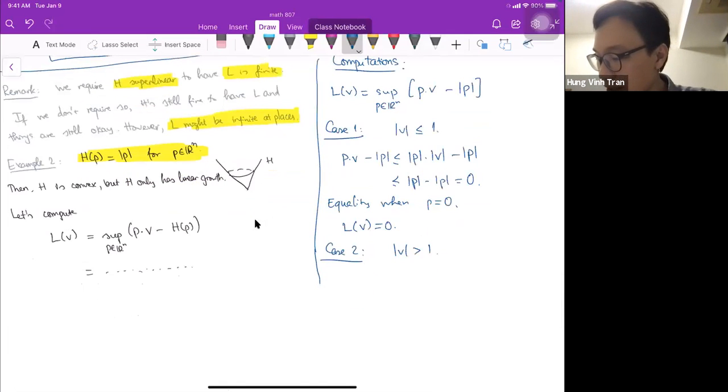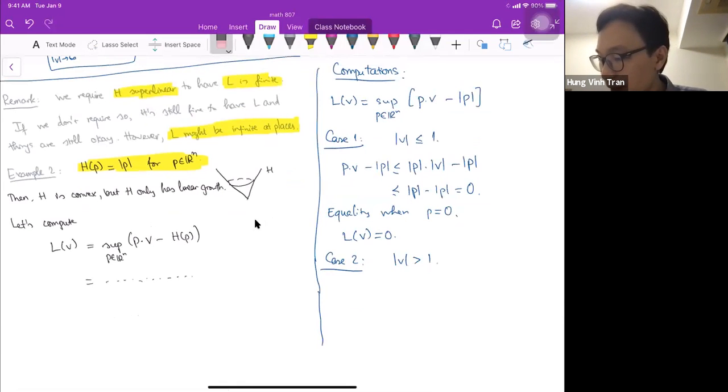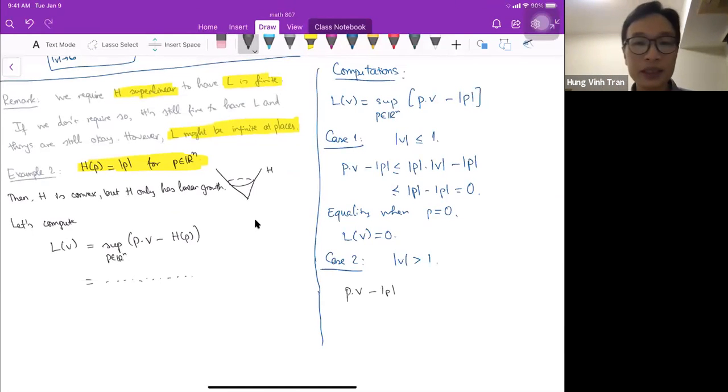Case number 2 is when the length of v is strictly greater than 1. Again, we are just doing computation without looking into the geometric interpretation. Because the length of v is greater than 1, you can make it so that P dot v is much greater than the length of P as P goes to infinity, right? For example, you can choose P to be s times the length of v over v.